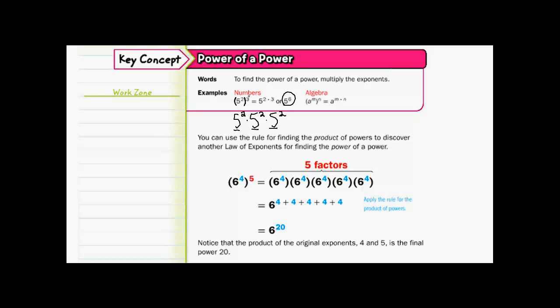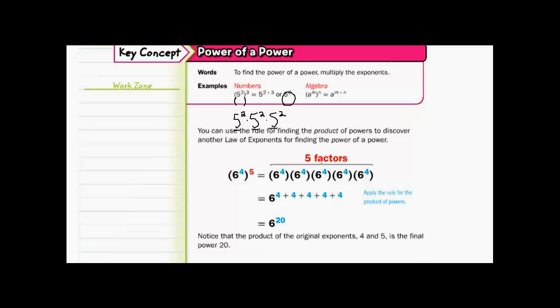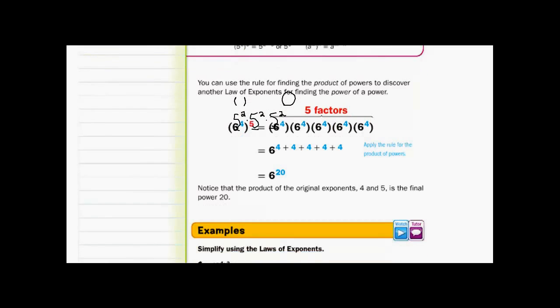So if you're looking at this one, it says 6 to the 4th, and all of that is taken to the 5th power. So 6 to the 4th, you've got that 5 times. How many of them do you actually have? Well, 4 plus 4 plus 4 plus 4 plus 4, or you could have just said 5 times 4, and that would have given you 20. So to take a power to a power, you multiply their exponents.